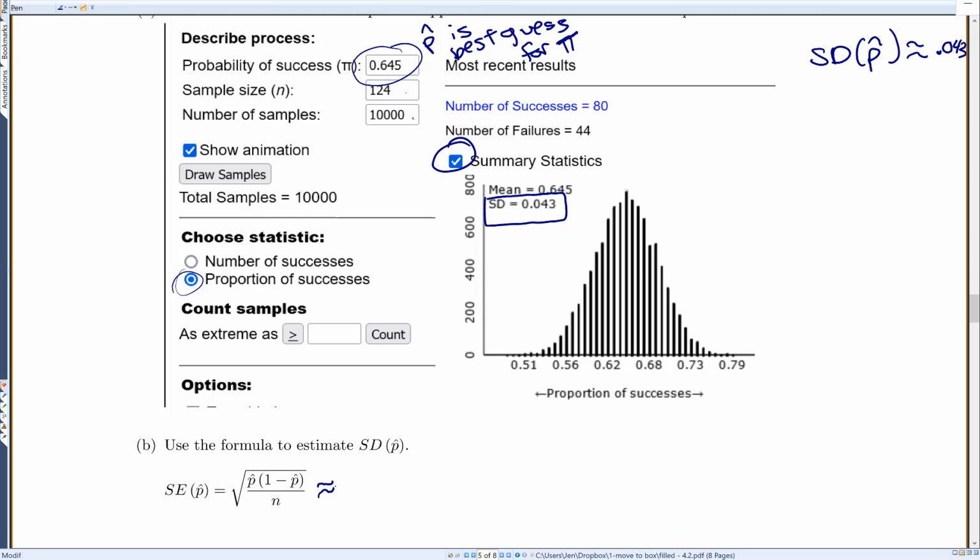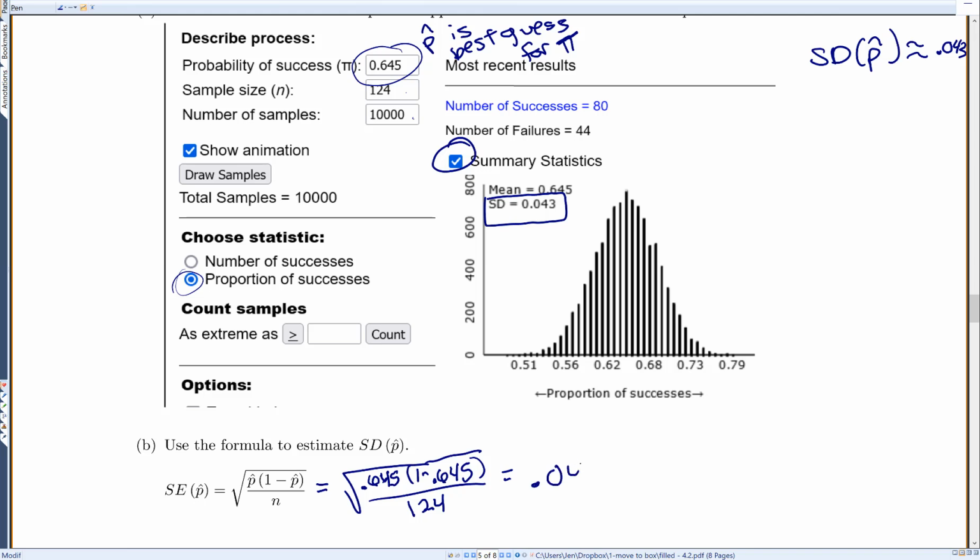So we don't know pi to actually find the standard deviation of p hat, okay? But we do know that we can just estimate it with our standard error using p hat. So we take the square root of my p hat, 0.645, times 1 minus 0.645, over my sample size of 124. To put this into your calculator, I like to do 0.645 times 1 minus 0.645, don't forget those parentheses. I hit enter, I divide by 124, hit enter, take the square root very last.